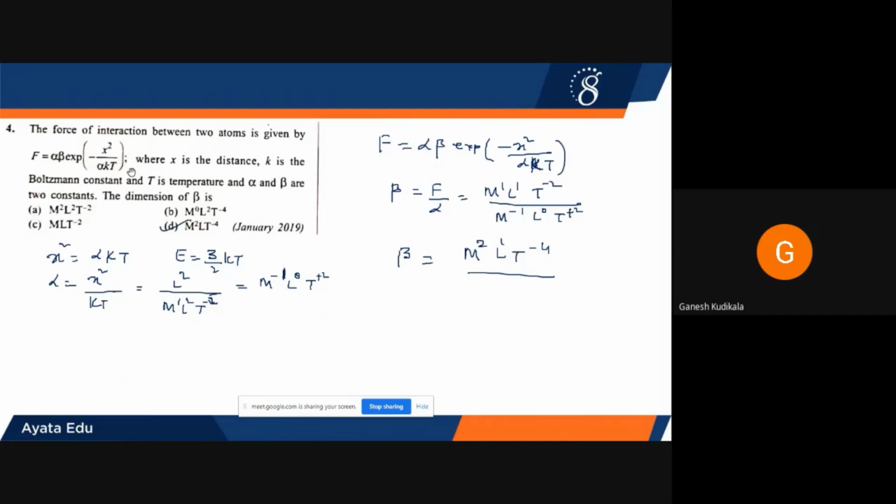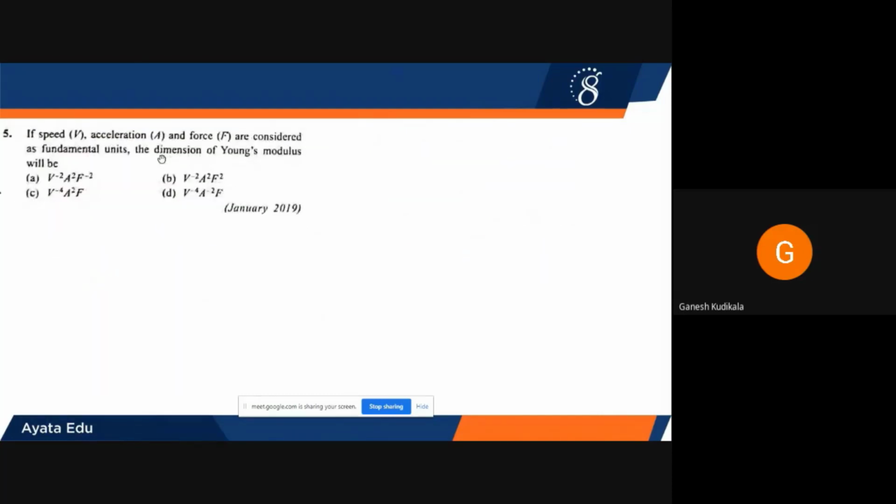So therefore, with these problems, we came to know that definitely students should know the dimensional formulas perfectly. Then only such problems can be worked out very easily.